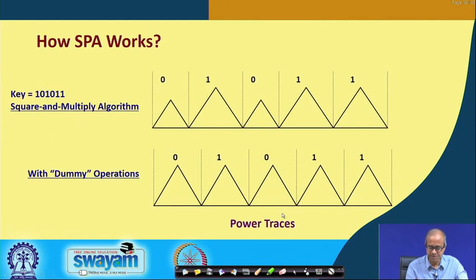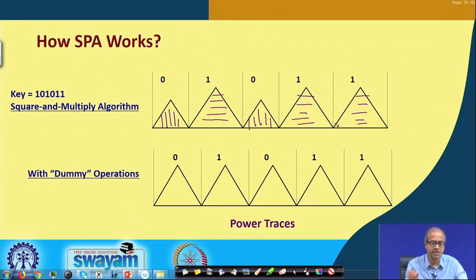So, conceptually speaking, the waveform can be something like this, where for 0 the waveform will be something different, and for 1 it will be something different. I am just showing it conceptually like this. So, just by looking at the waveform, you can directly get this. Suppose the key is 1 0 1 0 1 1, you can directly say it will be like this, 0 1 0 1 1, like this it is coming.